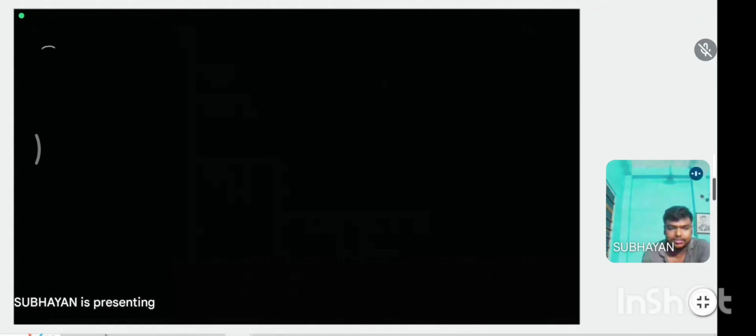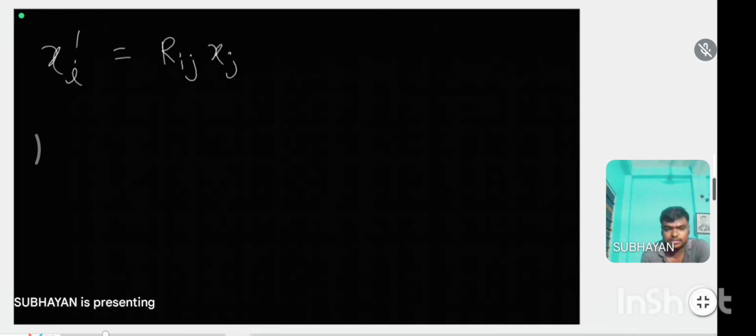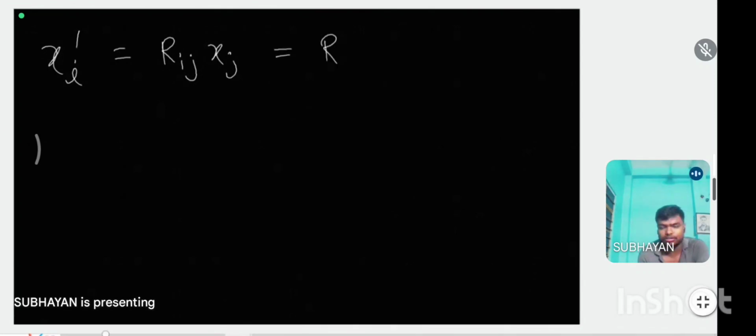So xi prime equals Rij xj. Okay, and this j is a dummy index, right? So you can use a different dummy index also, Rik xk, because this is summation over k, and that one is summation over j. So you can use any different indices, it will yield the same thing.